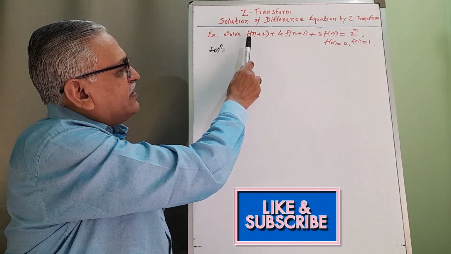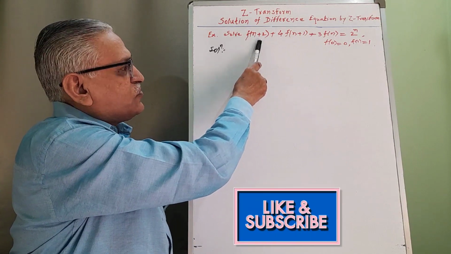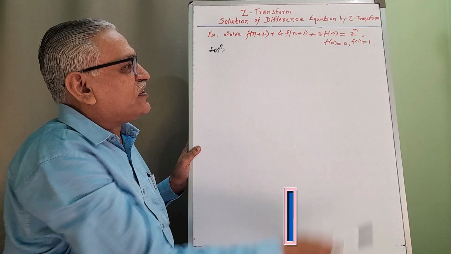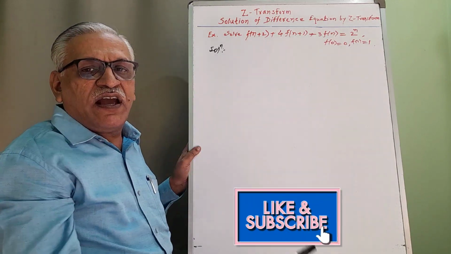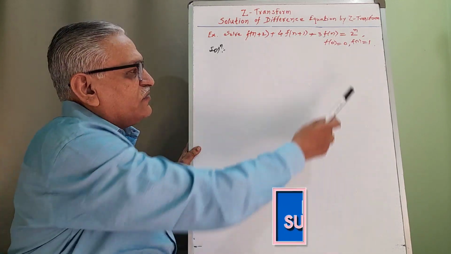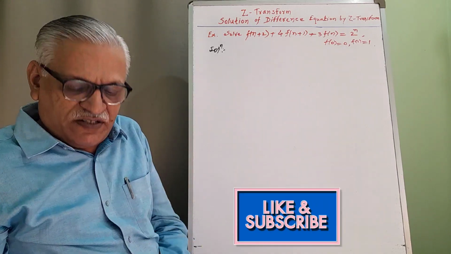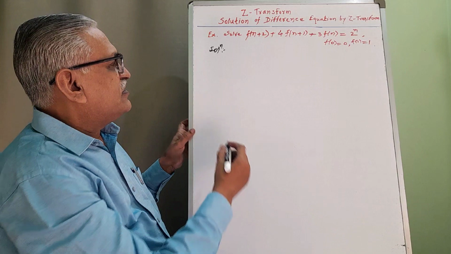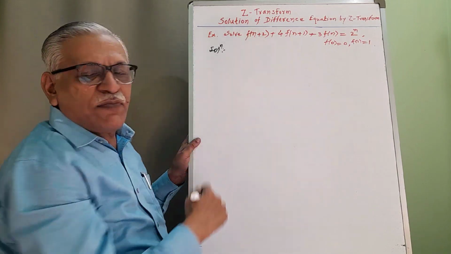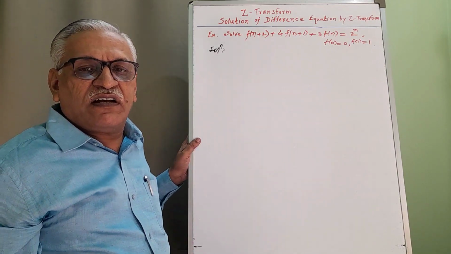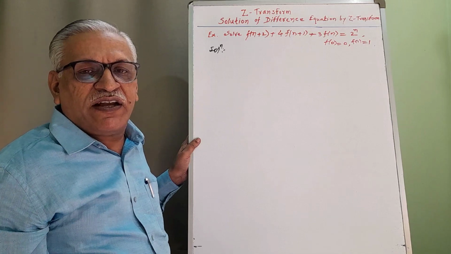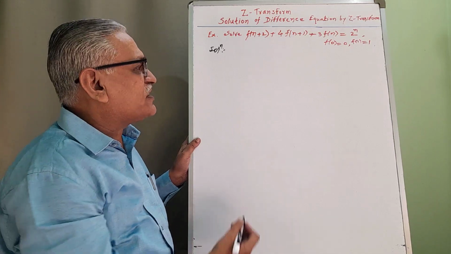Solve the differential equation f(n+2) + 4 f(n+1) + 3 f(n) = 2^n with the conditions f(0) = 0 and f(1) = 1. To solve this differential equation we apply the technique in two parts: first, applying Z transform, and second, finding its inverse Z transform.